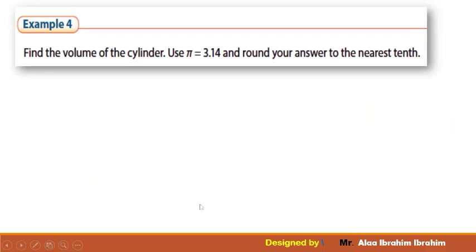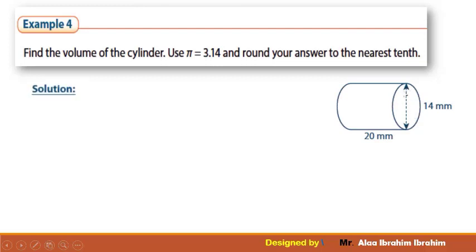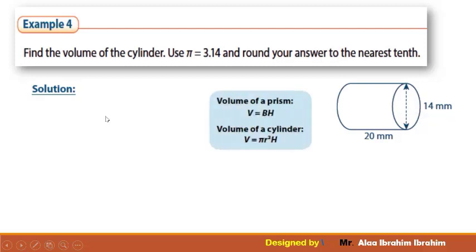Now example number 4. Find the volume of the cylinder, but now I have to change pi to 3.14 and round the answer to the nearest tenth. Solution here: I'm dealing here not with the radius but the diameter. It's another mistake I found in your homework. 14 is my diameter. I have to bring the radius. Again, this is important. I need the radius, so half of 14 is 7. So my radius here is 7.